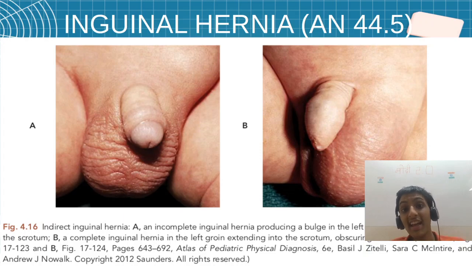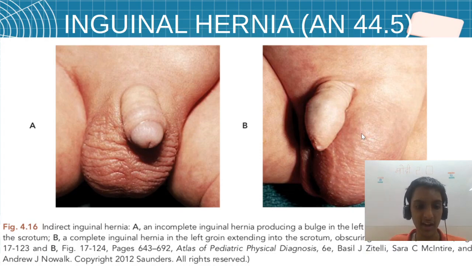Here you are seeing the indirect inguinal hernia. This is an incomplete one and this is a complete one. The difference you're seeing here is the incomplete will have a bulge in the left groin. This is the groin region. Remember I told you the line of Schultz, axilla to groin, that's where it is. In this groin region, we find a bulge, but it will not extend to the scrotum. But in the complete one, scrotum is affected, there will be a bulge.